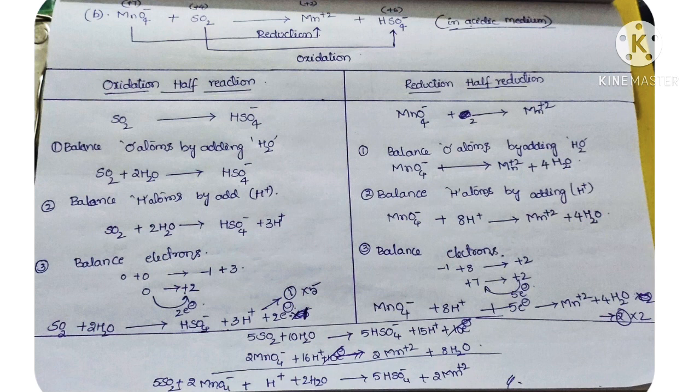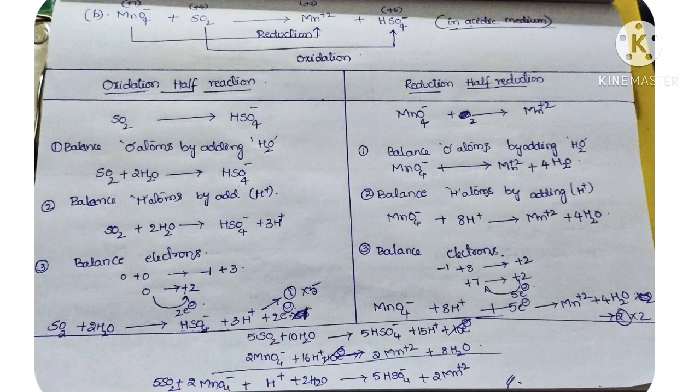The next step is to balance oxygen atoms. How do we balance oxygen atoms? By adding H2O molecules. In the first one, SO2 to HSO4 minus, the right side has 4 oxygen atoms and the left side has 2 oxygen atoms. So we balance the oxygen atoms by adding 2 water molecules on the left side. So SO2 plus 2 H2O gives HSO4 minus.